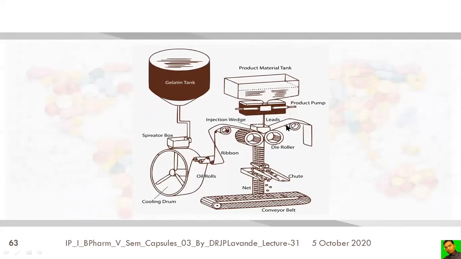You can see from both sides there is a gelatin film, and inside it there is a product pump, which continuously adds the material, or adds it intermittently based on the adjustments. Then there is a chute. The chute is responsible for separation of the soft gelatin capsules, which are passed over through the conveyor belt, which carries them to the packaging process.